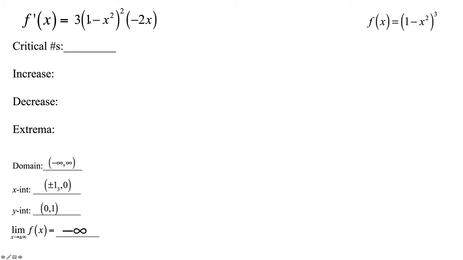So we can multiply this together. We get negative 6x times the binomial (1 minus x squared), all that squared. So critical numbers, negative 6x equals 0. That will be a 0. And the 1 minus x squared, again, will give us plus or minus 1, but that's only going to occur twice. All right, so I make my number line.